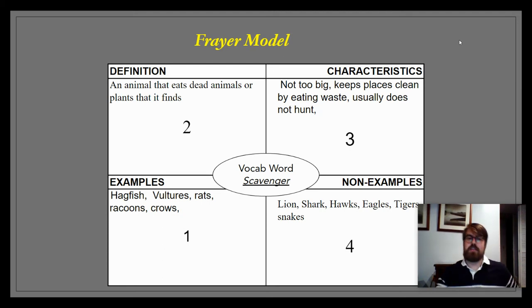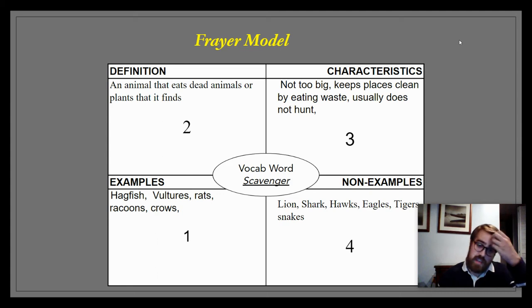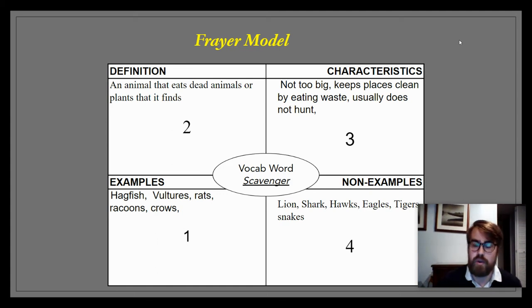All right, so number 2 should have been in definition, number 3 in characteristics, number 1 in examples, number 4 in non-examples. All right, now we're going to move on to our next word.